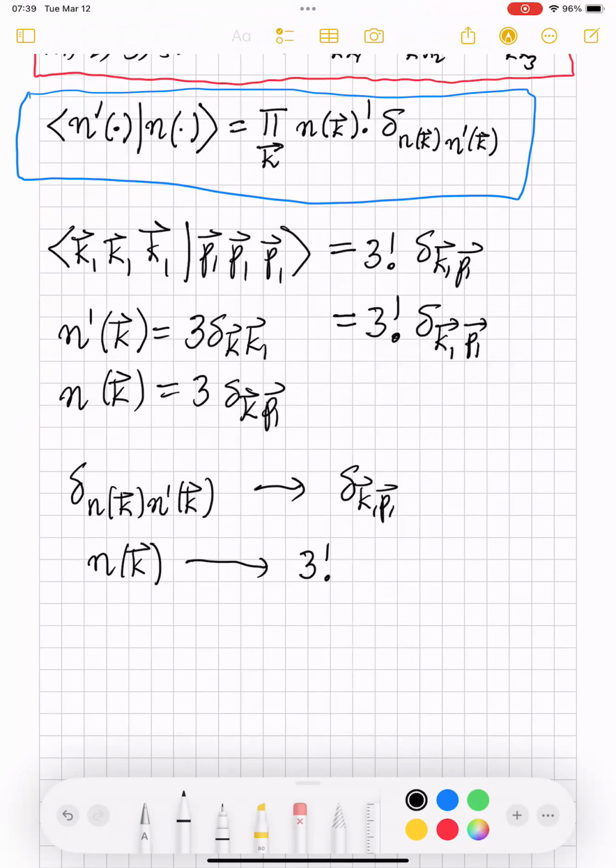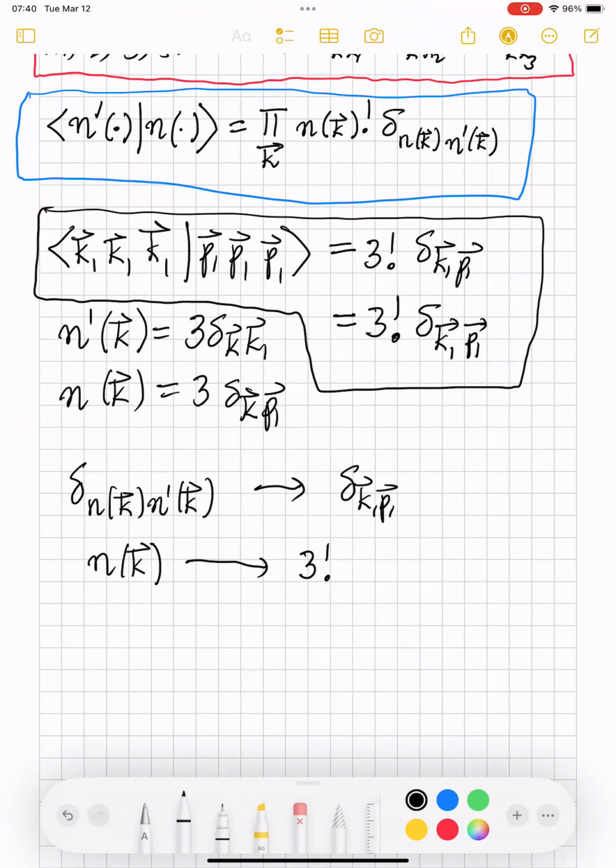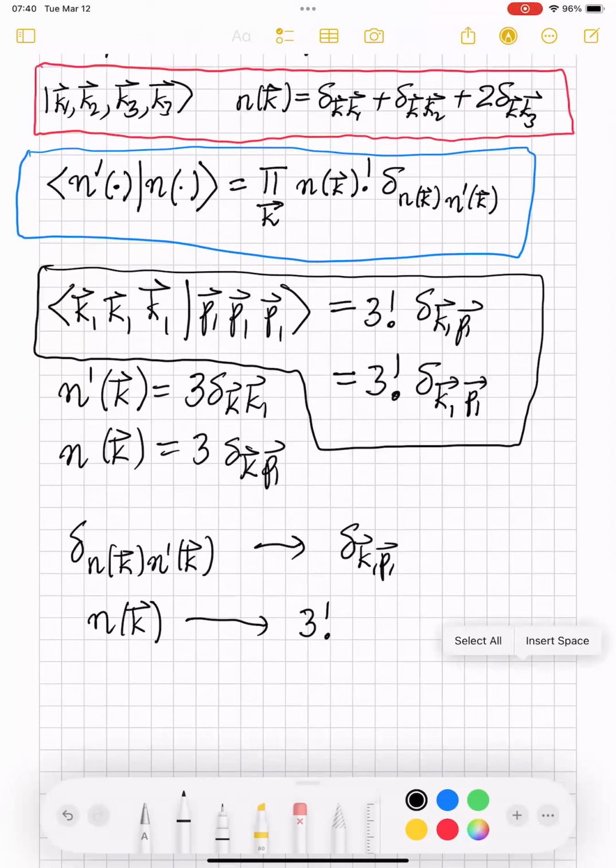Okay, so please study this example. Please write down some more examples for yourself. At this stage, you should find it easy to translate between a state in Fock space and its occupation number representation, and you should find it easy to understand the formula outlined in blue, which is the overlap of two occupation number states.